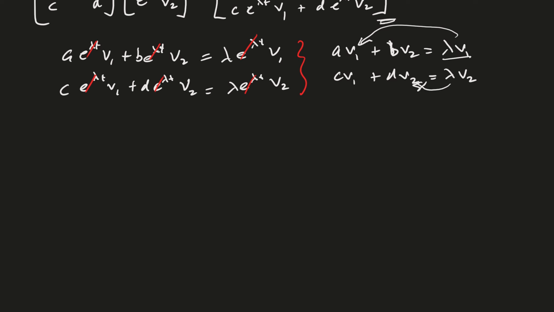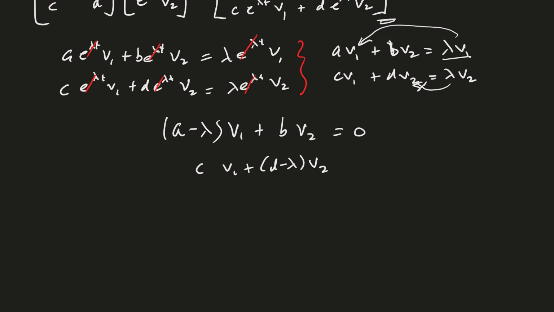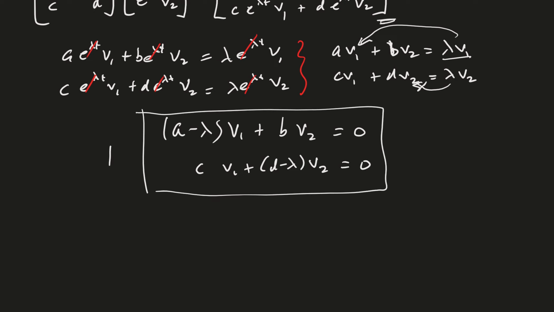And this is the important system of equations that we want to remember. a minus lambda v1 plus b v2 equals 0, and c v1 plus d minus lambda v2 equals 0. This is the key system of equations that we need to know in order to solve this differential equation. All right?